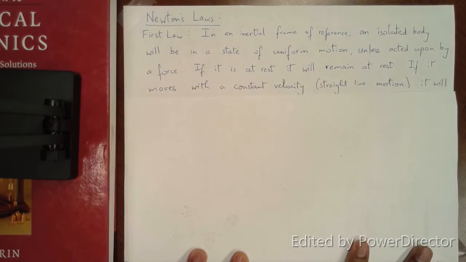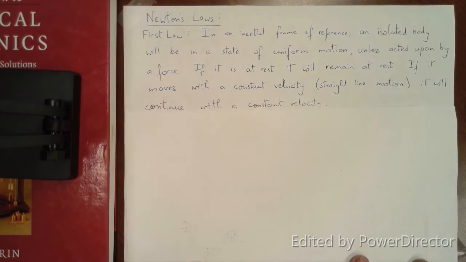If it moves with a constant velocity, that is straight line motion with constant speed, it will continue with a constant velocity. It is often misunderstood that Newton's first law follows from his second. People reason that, well, F equals ma, if F is 0, then a is 0, and the velocity is constant. However, this chain of reasoning is incorrect and misunderstands what Newton's first law implies.